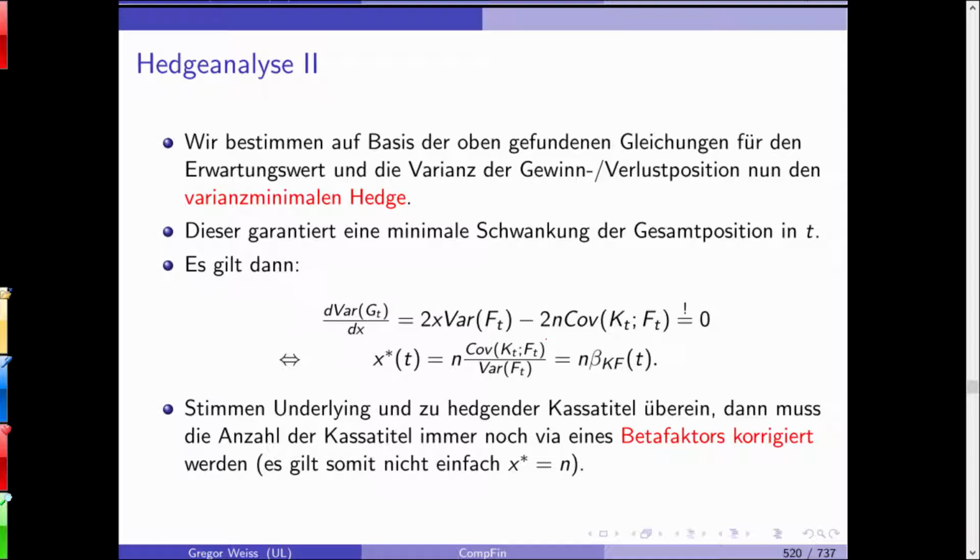We set it to 0, and then we can see that the optimal number of futures needed for a risk-reducing, minimum risk hedge is N times what we call the beta factor. It's beta KF, for German Korrekturfaktor, N times a correcting beta factor. What is the beta factor here? The beta factor is the covariance between the spot and the future price, divided by the variance of the future price.